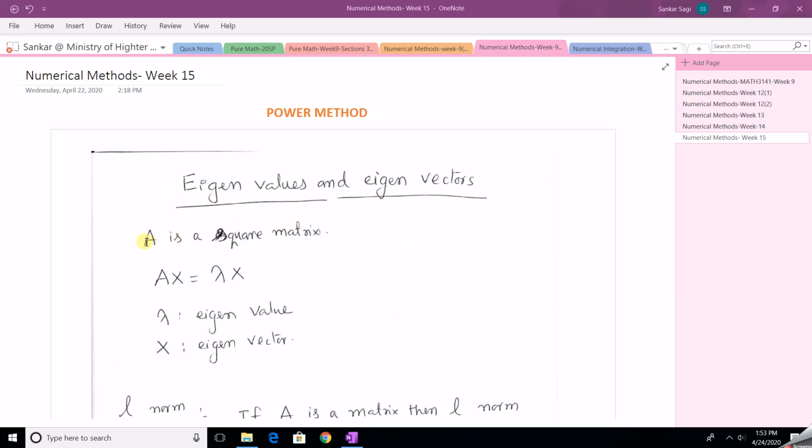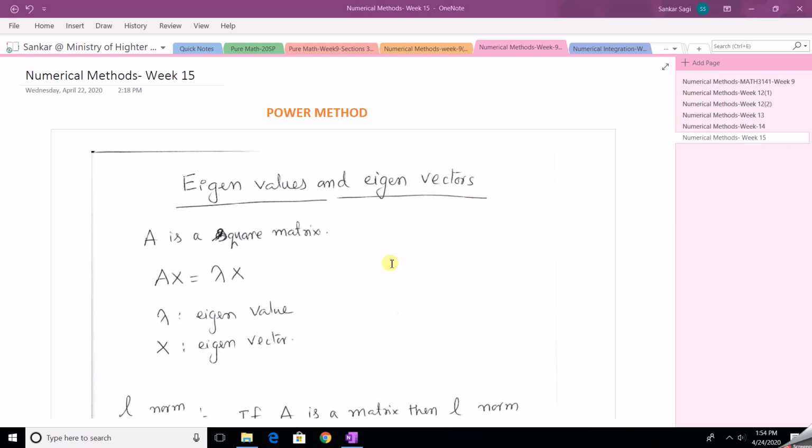So if A is a square matrix, then we can solve this equation Ax is equal to lambda x, and we can get the value lambda and the vector x. So this value lambda is called the eigenvalue, and the vector x is known to be the eigenvector. So you learned before how to solve and how to get eigenvalues and eigenvectors for a square matrix, and the methods you learned before are the analytical methods.